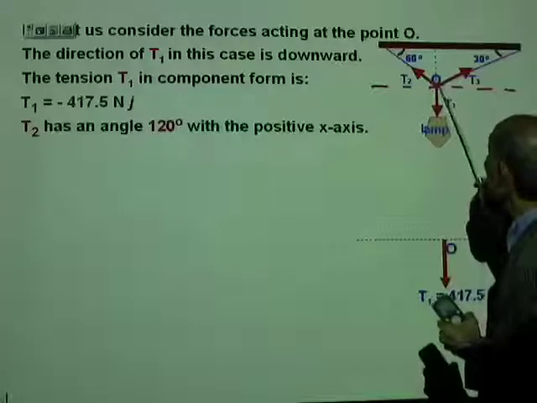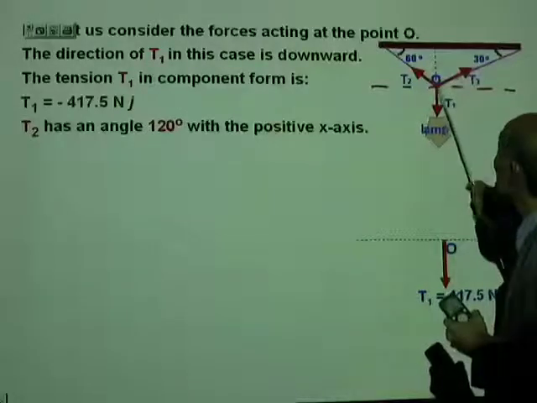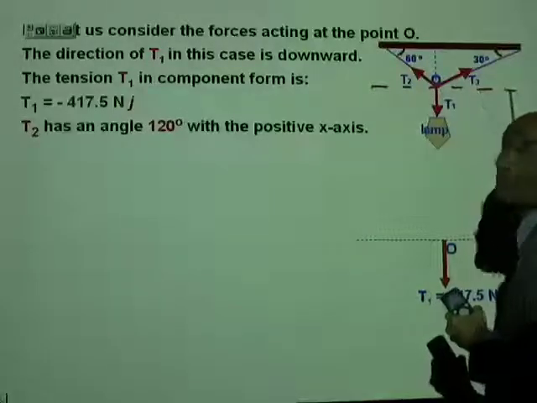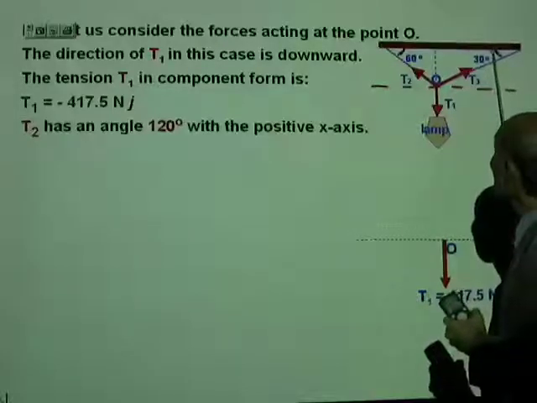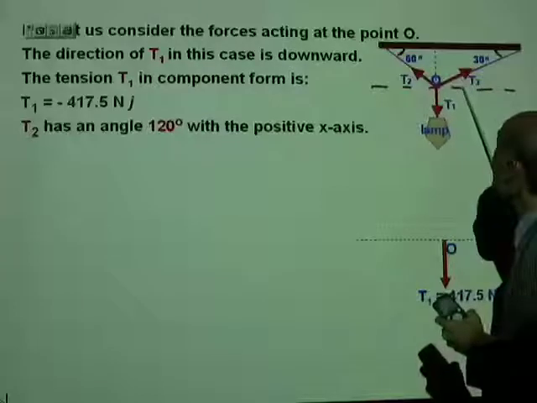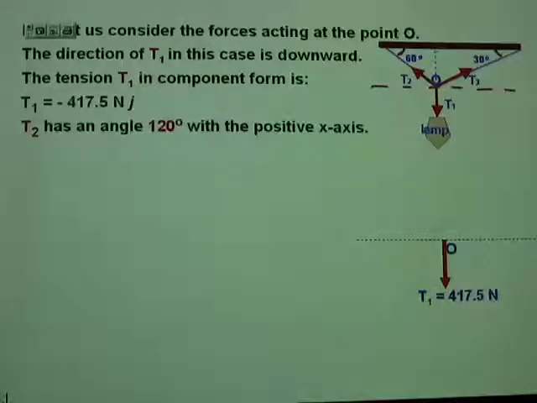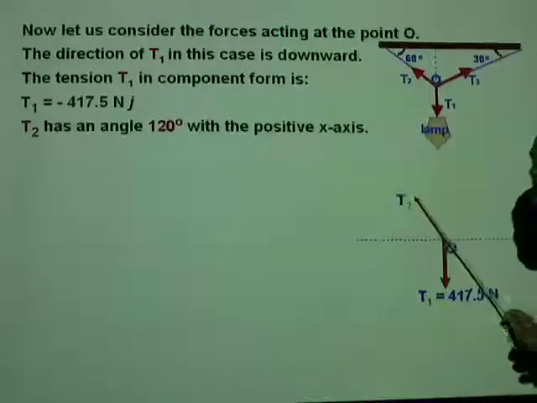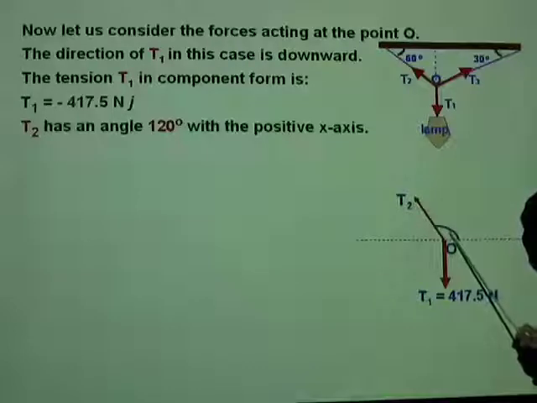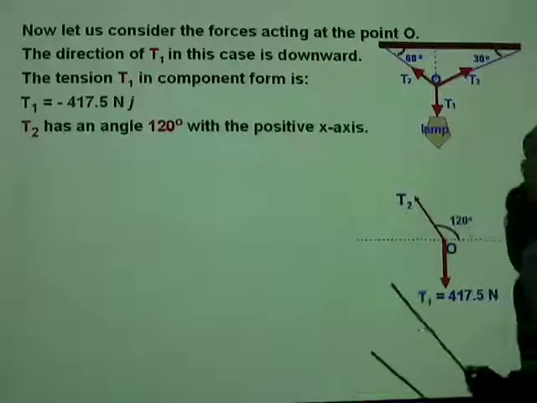Tell me, what is the angle made by T3 with the x-axis? Because this angle is given to be 30 degrees, this angle also will be 30 degrees. Okay. Now this is T2 that makes an angle of 120 degrees.